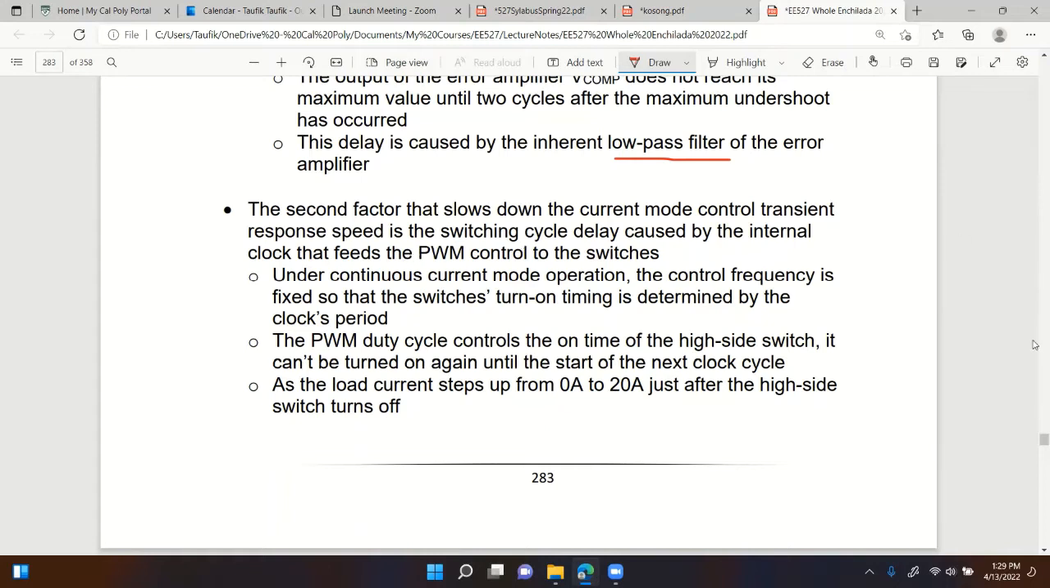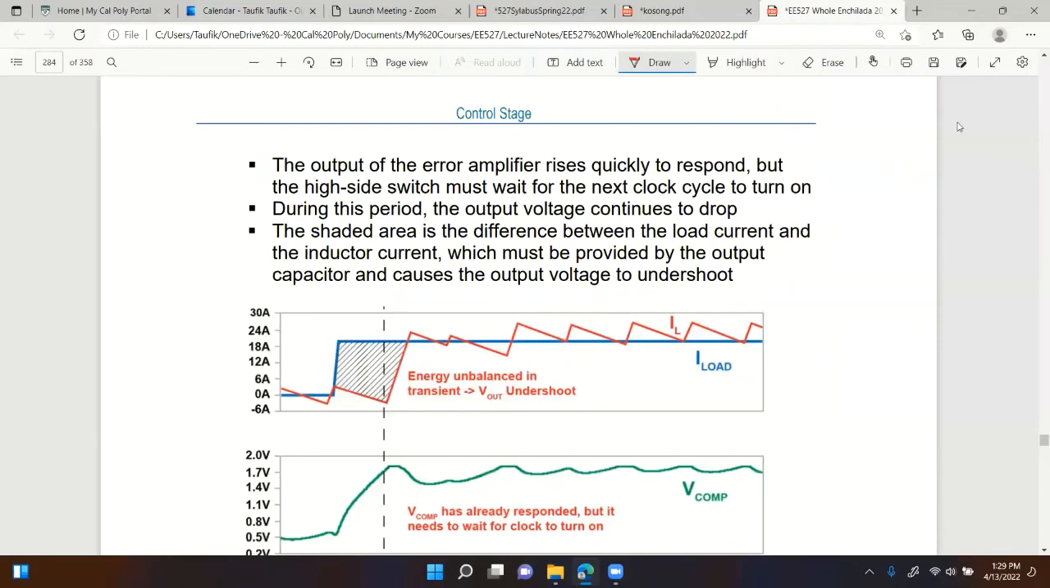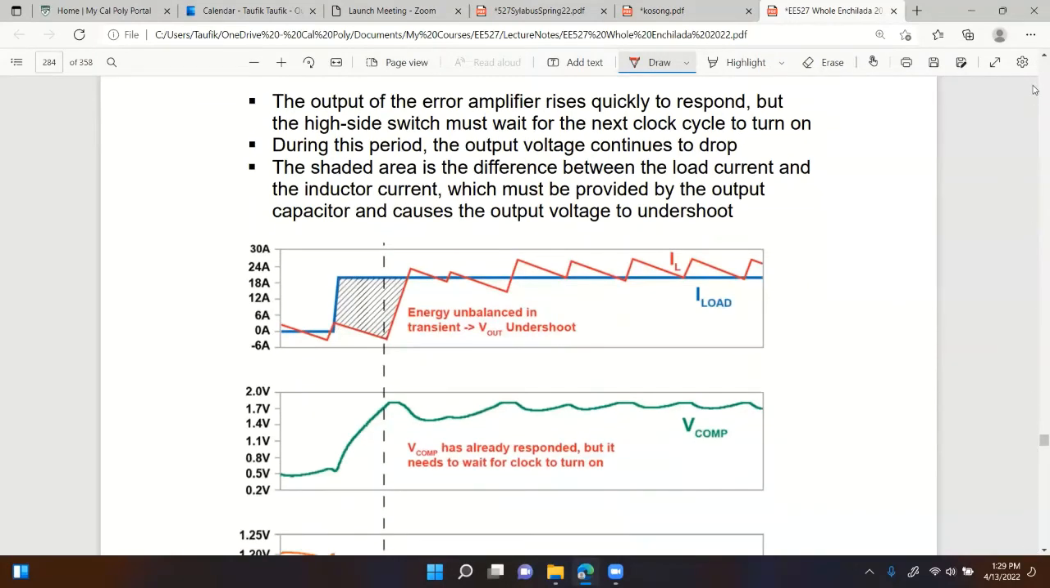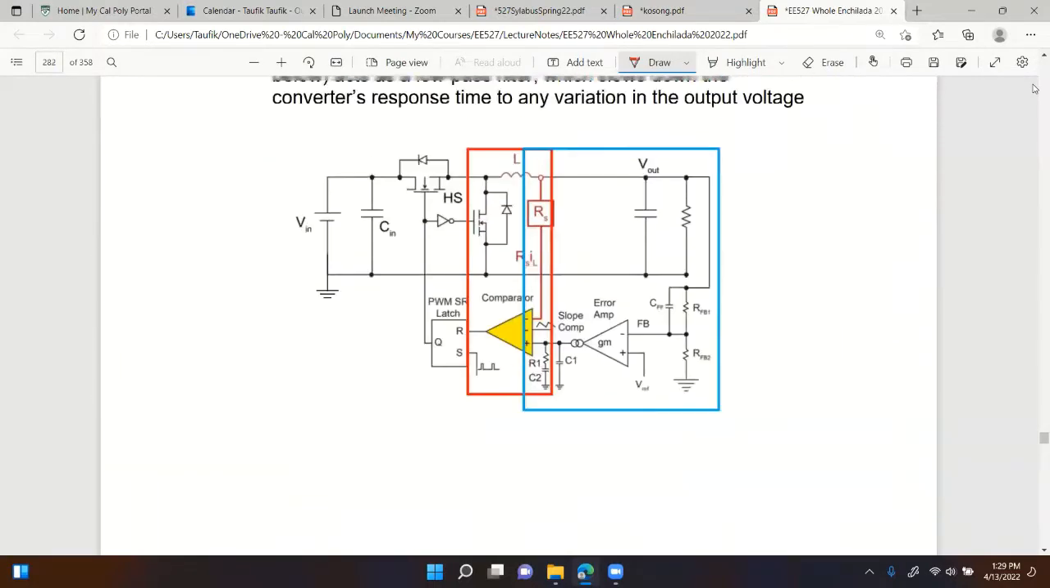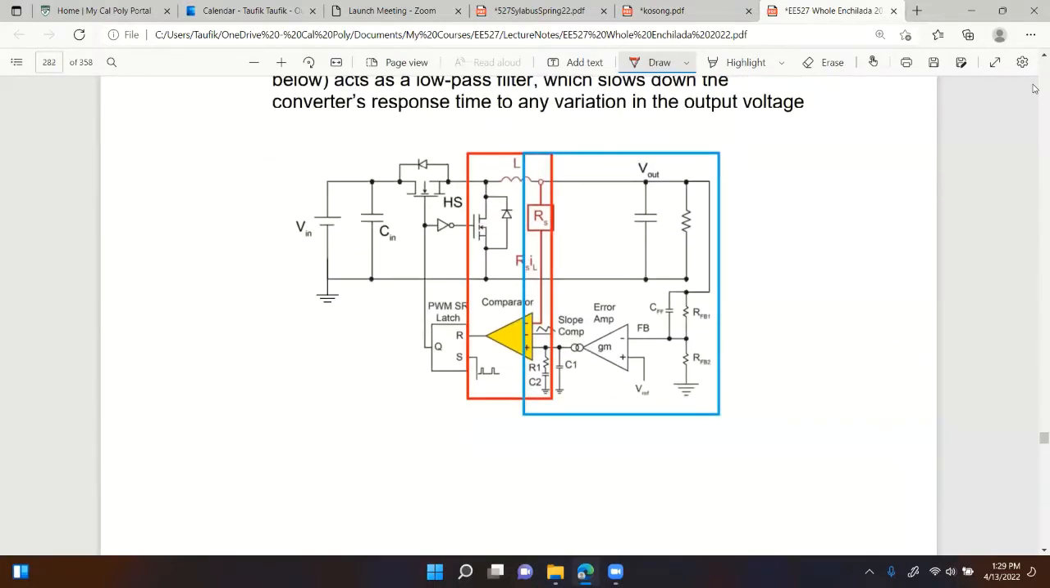clock, the internal clock. Remember, we have an oscillator, right, in both voltage mode control and current mode control. That oscillator defines when to start turning on or turning off the switch, right? You have that clock. Where is that? Let me show you again. Yeah, this clock right there, right?